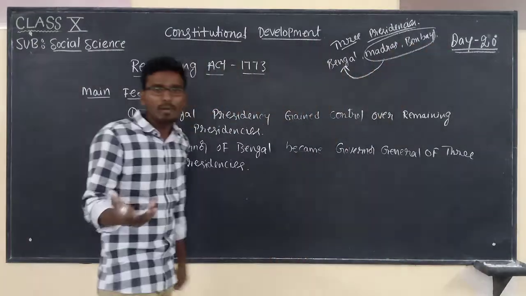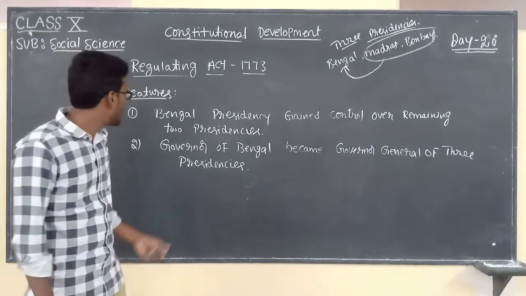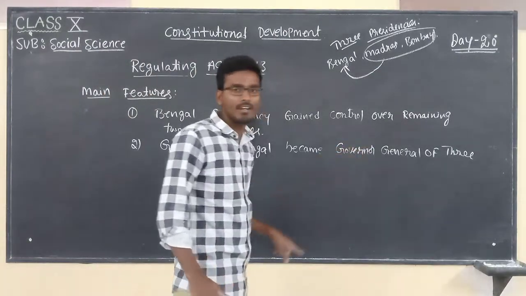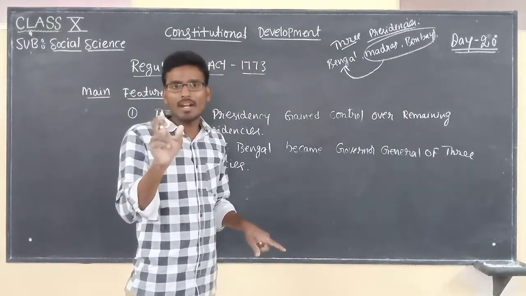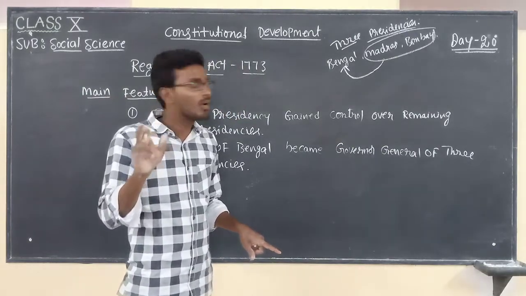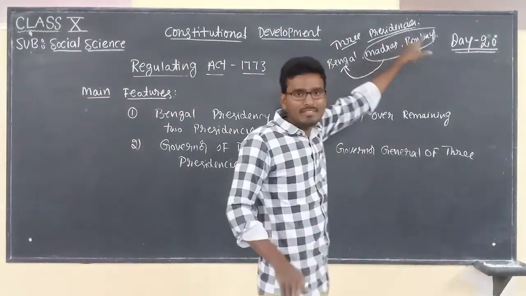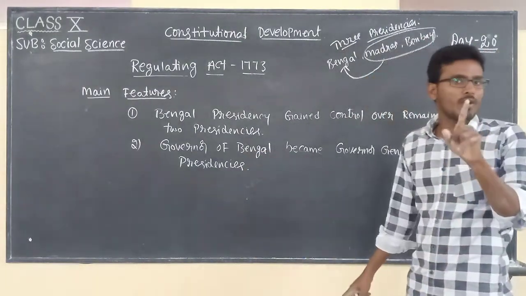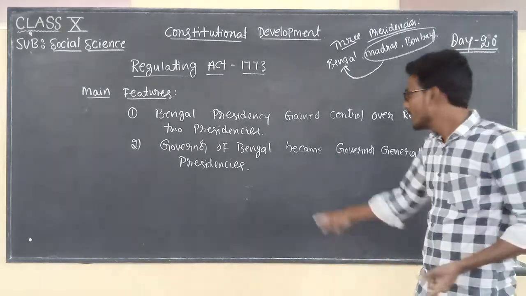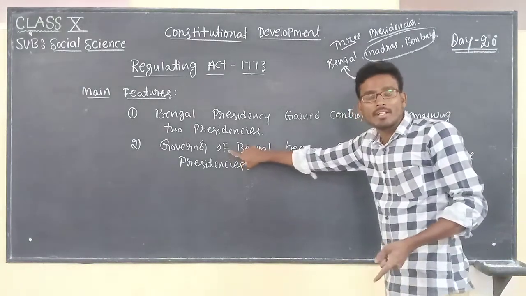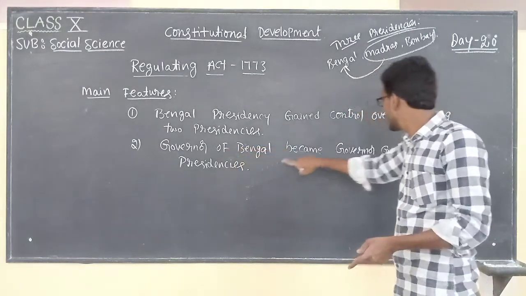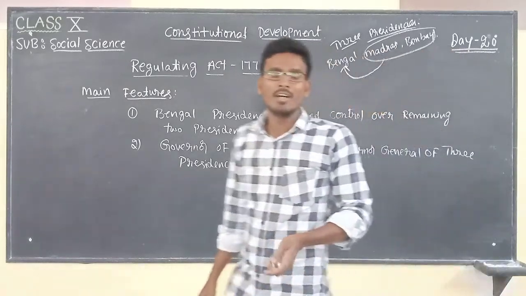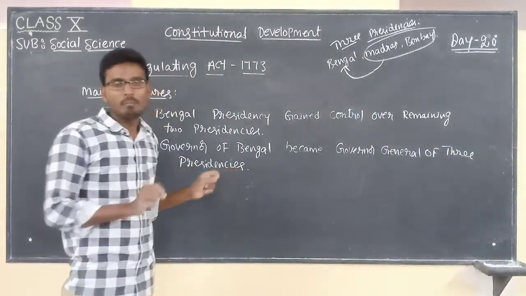So with the implementation of Regulating Act, what happened? Governor of Bengal became Governor General. Means one Governor General looks after, he will look after the 3 presidencies also. So previously only one governor for one presidency, but after that the governor is converted. The governor becomes Governor General of 3 presidencies, and this is the second important point.